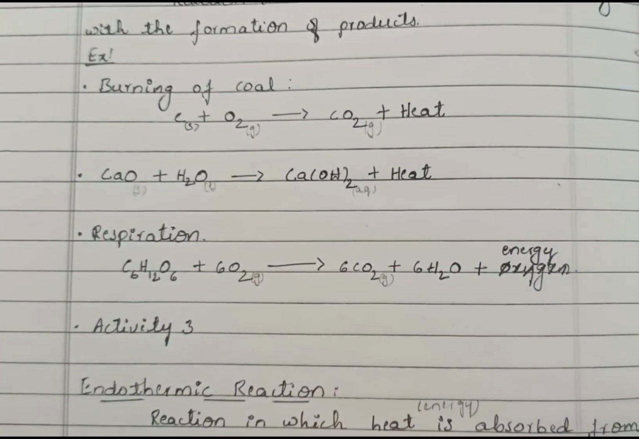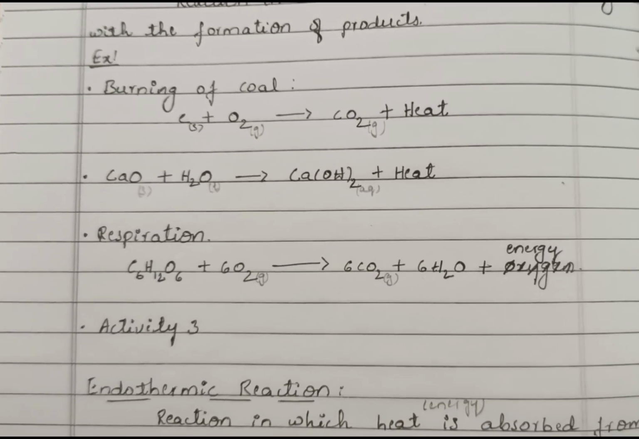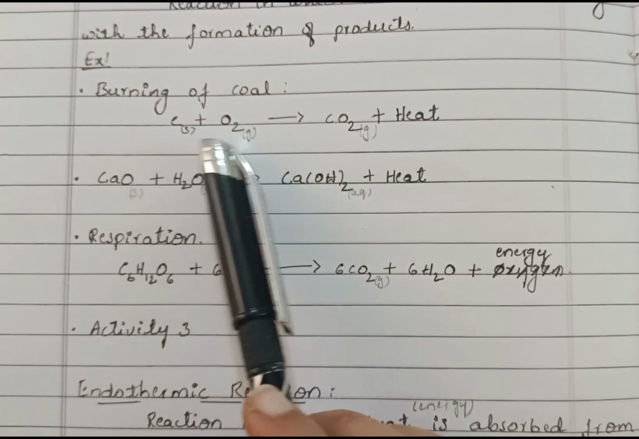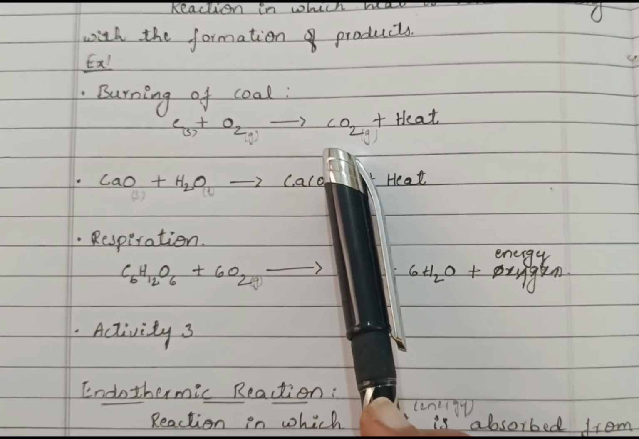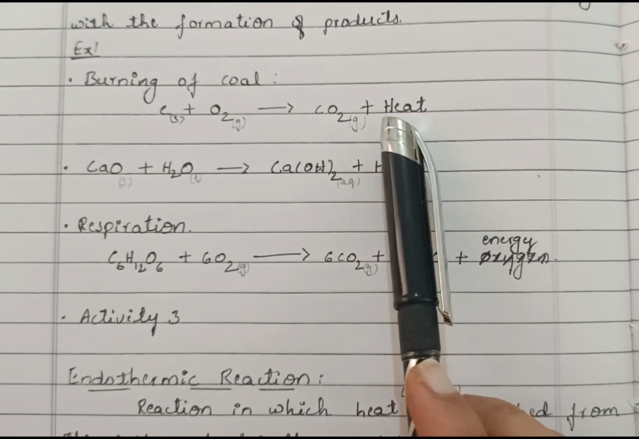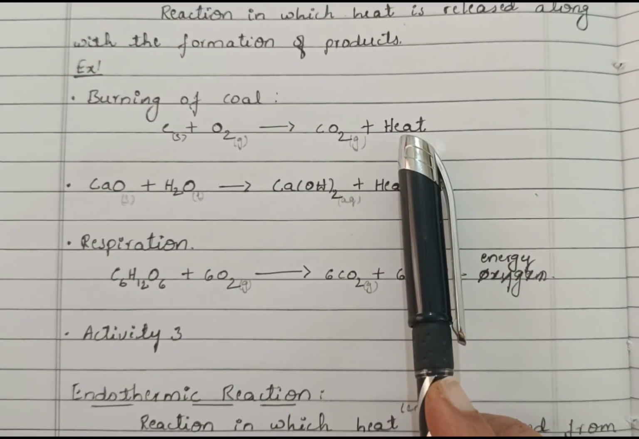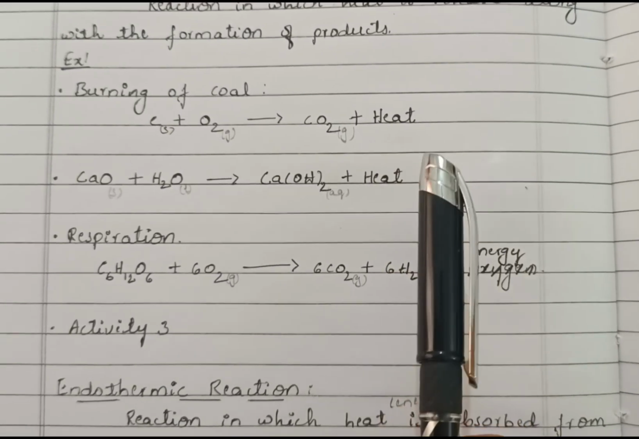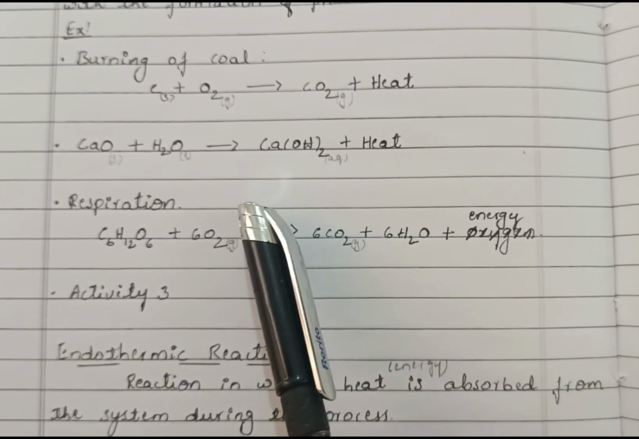Burning of coal. A large amount of heat is released, right? See, this is the chemical equation: C plus O2 gives CO2 plus heat. Since heat is released along with the formation of the product, it is an example of an exothermic reaction.